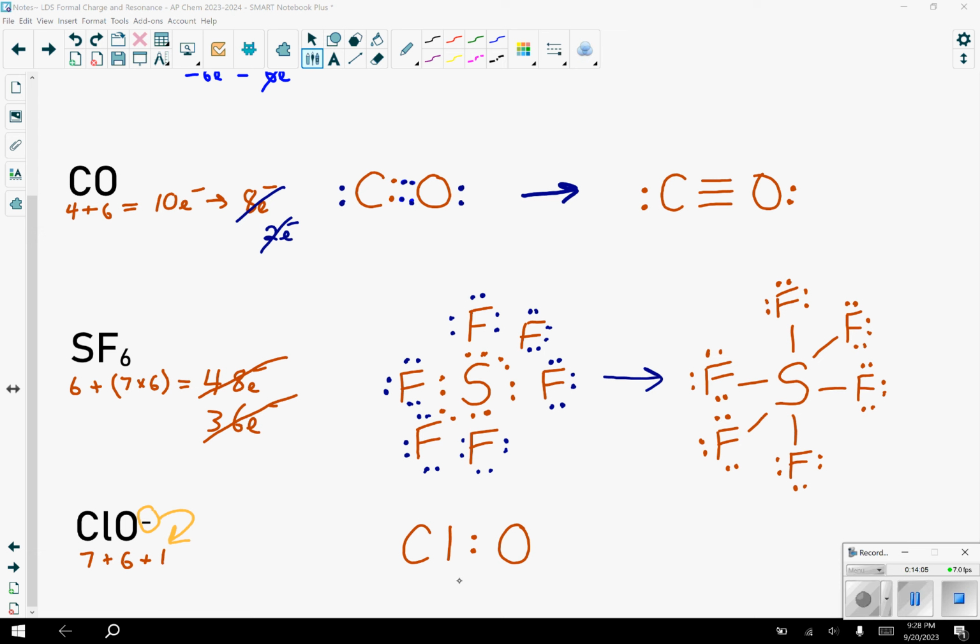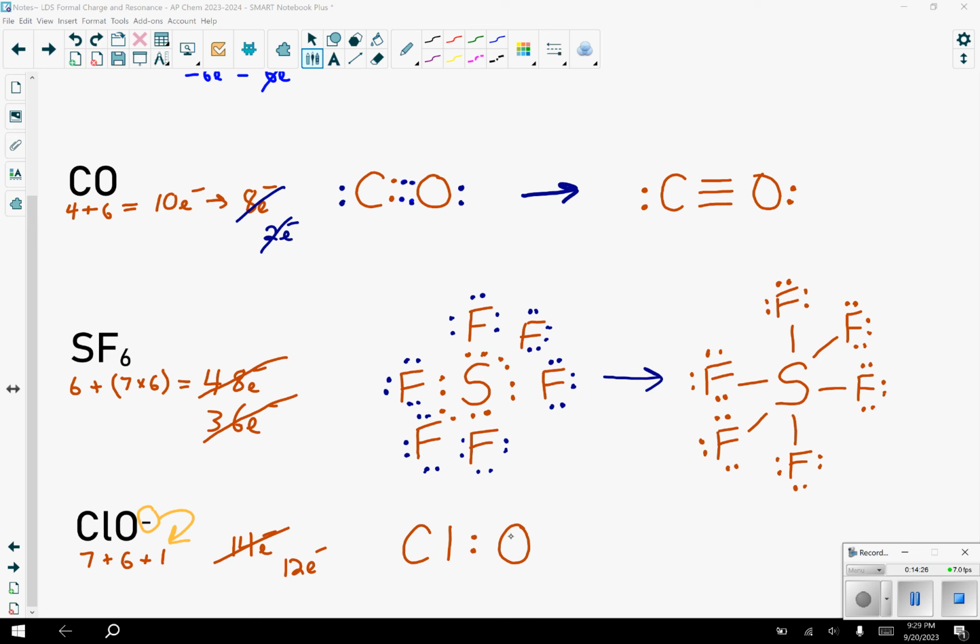Again, here's step 2. I take my chlorine, my oxygen. There's only 2 atoms. They have to be next to one another. I single bond them. I've placed 2 electrons. I now have 12 left. In this case, chlorine with the lower electronegativity will be considered the central atom.